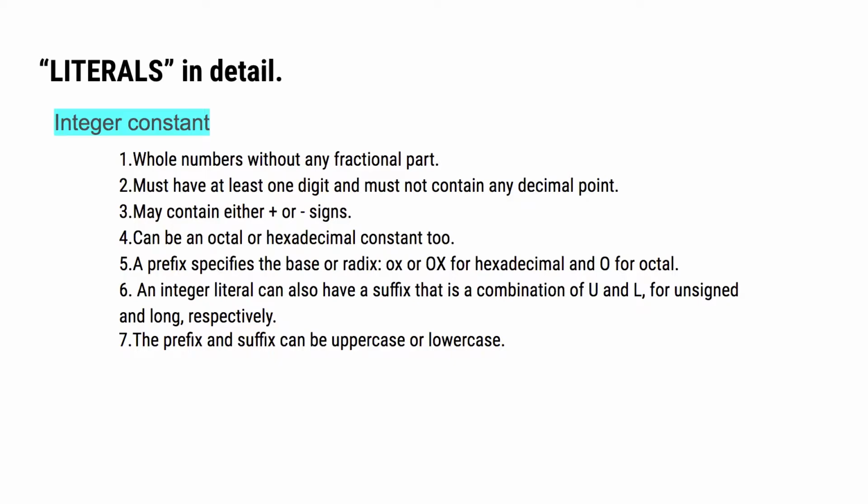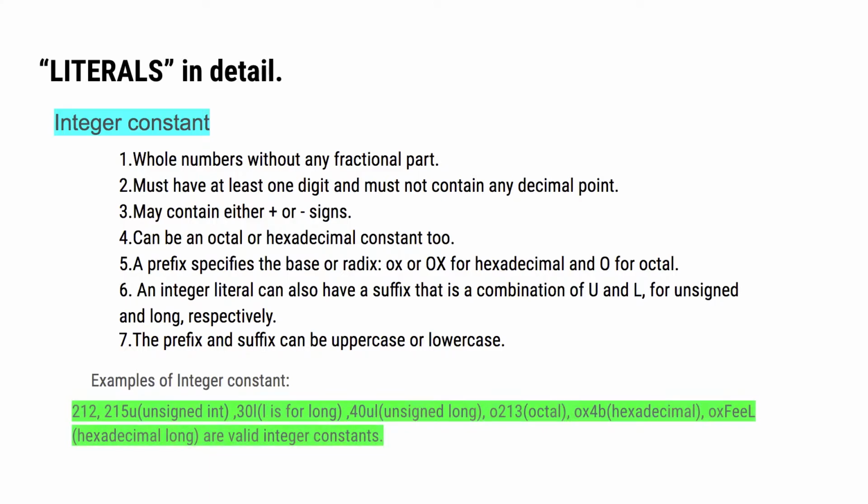Example of integer constant: 212, 215U where U stands for unsigned int, 30L where L stands for long, 40UL where UL stands for unsigned long, 0213 where 0 is for octal, 0x4B which is hexadecimal, 0xFEEL which is hexadecimal long are valid.